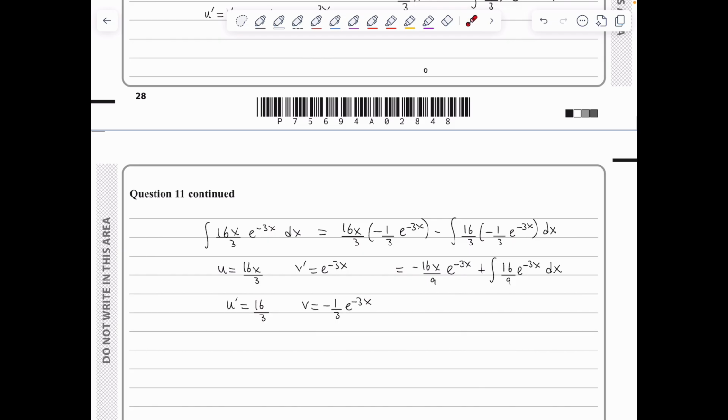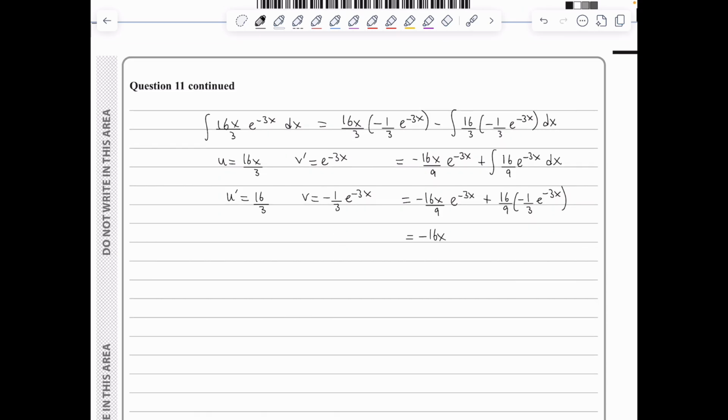And the good news is that this integral here can now be found analytically. So we are looking at minus 16x/9 e to the minus 3x plus 16/9 times minus a third e to the minus 3x. I'm not putting a constant of integration. It's not needed because I'll be applying the limits. So we've got minus 16x/9 e to the minus 3x minus 16/27 e to the minus 3x.